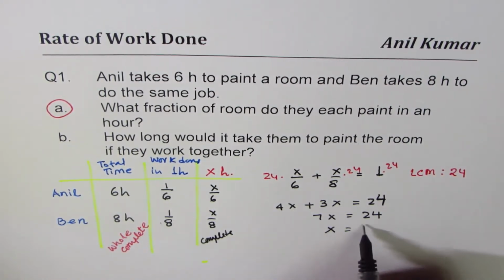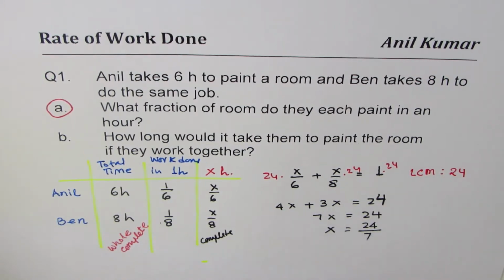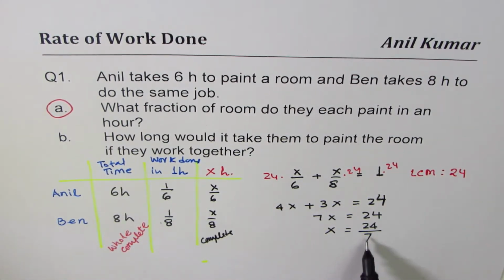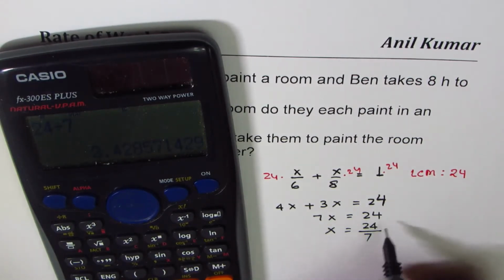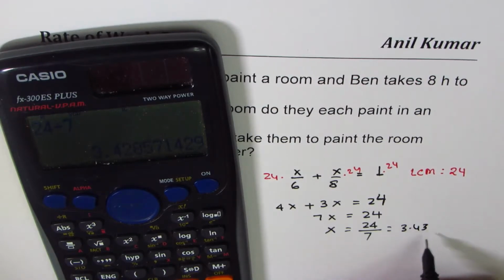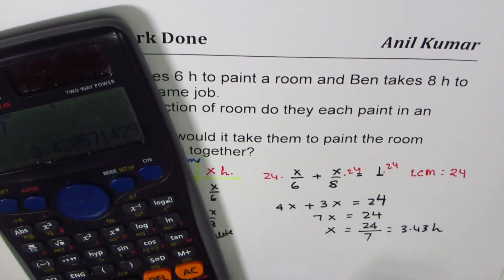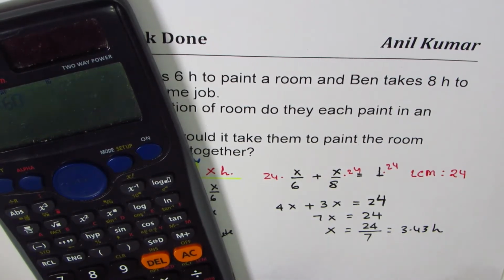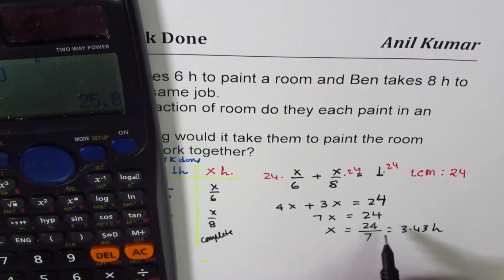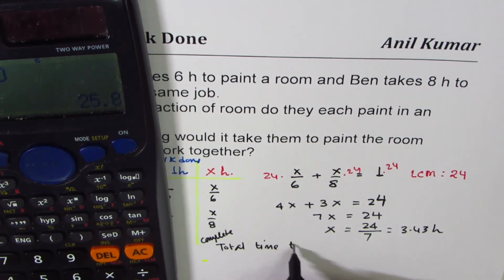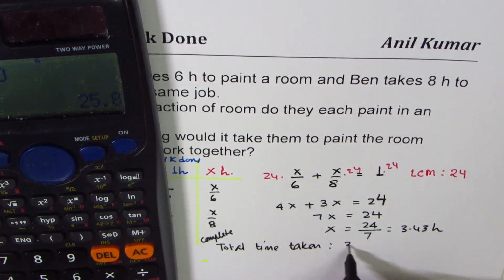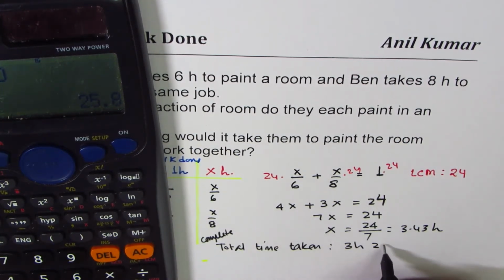So x is equal to 24/7. So the total time taken will be 24/7, which we can calculate. 24 divided by 7 equals 3.4, let's say 3 hours, right? 0.43 means what? 0.43 times 60 means 25 minutes. So we can say maybe 26 minutes. So we can write this as total time taken is 3 hours, and in minutes we can write this as, let's say, 26 minutes.